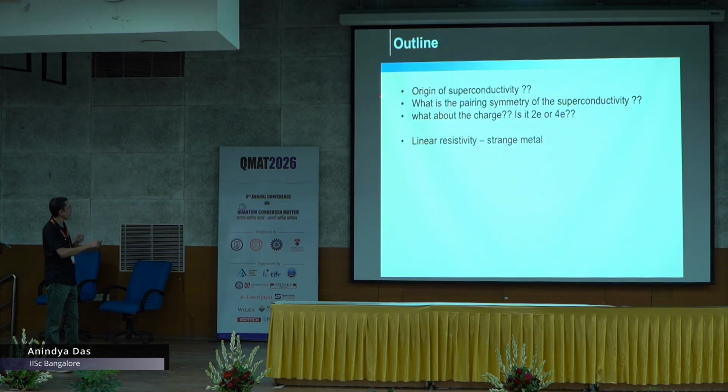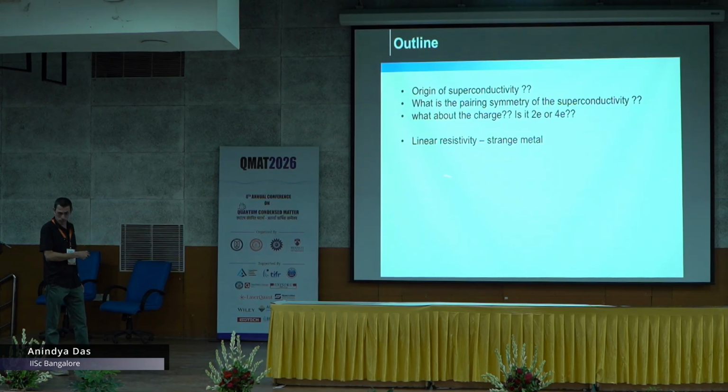Of course, as Rajdeep was saying, this is a very hard question to answer. What is the origin of superconductivity? But what is the pairing symmetry of superconductivity? As Rajdeep mentioned, this is a very sharp question, and it should be answered. There have been various experimental methods to understand the pairing symmetry of this superconductivity. Another thing is, what is the charge of this quasi-particle? This Cooper pair, although we naively feel it should be 2e, there are proposals saying even 4e. So we don't know what the charge of these quasi-particles is.